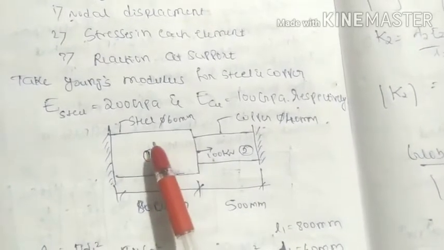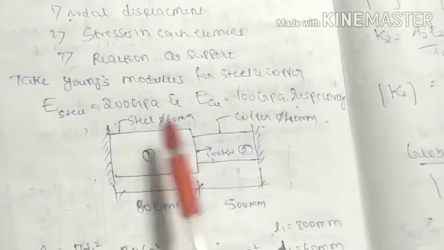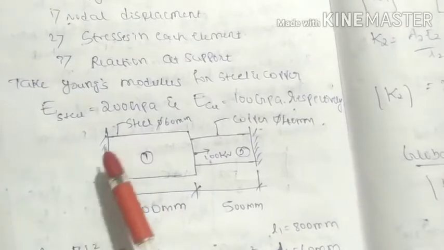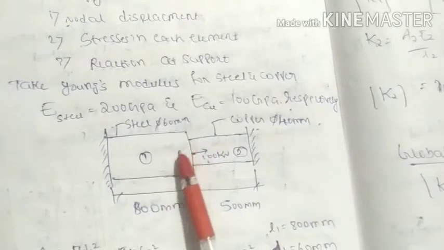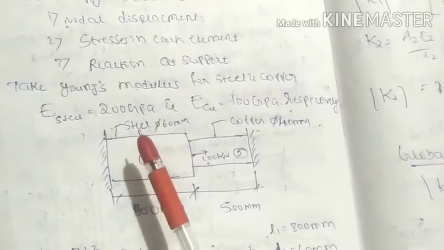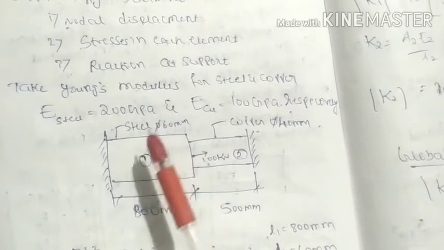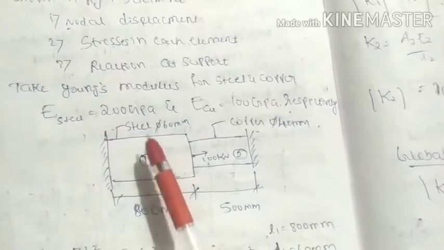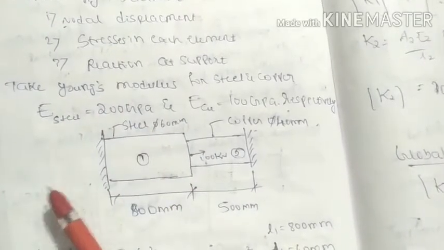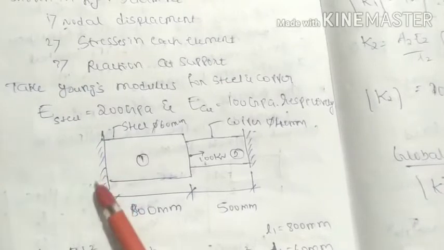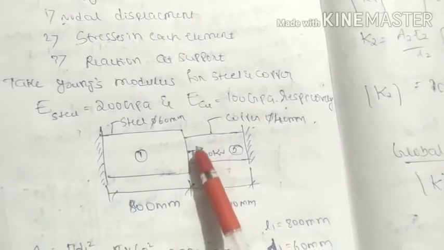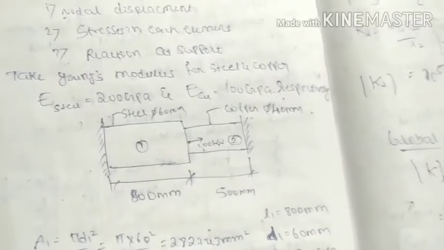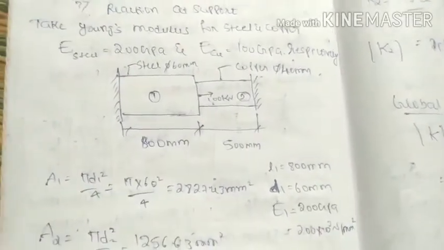This is the same kind of problem. We already solved this type of problem using the elimination approach. The same problem we are going to solve using the penalty approach. Up to the step of applying the boundary condition, the steps are the same, no changes. Only in applying the boundary condition will the procedure change. That's why we are taking the same problem now, and we will solve it using the penalty approach.